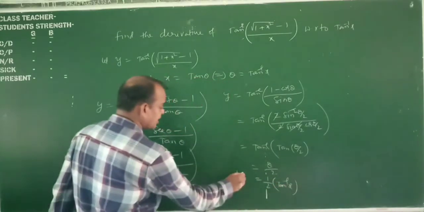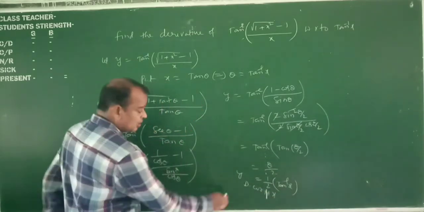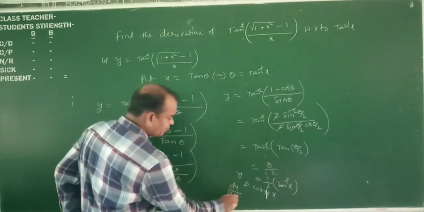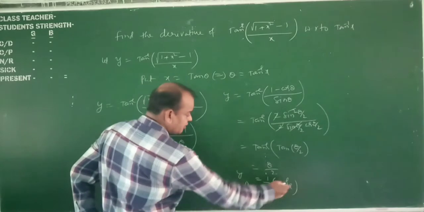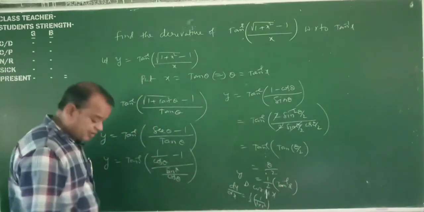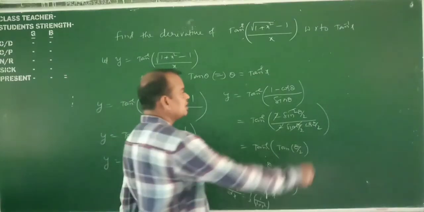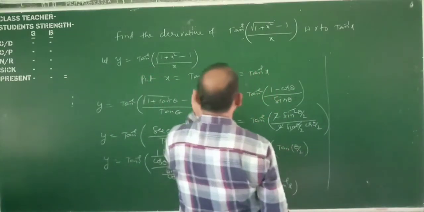Now this is y. Now differentiating with respect to x, dy by dx is equal to 1 by 2 into, what is the derivative of tan inverse of x? 1 by 1 plus x square. Derivative of tan inverse of x is equal to 1 by 1 plus x square. This is over.